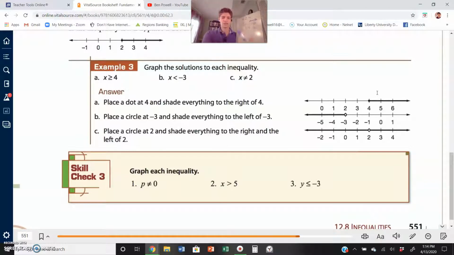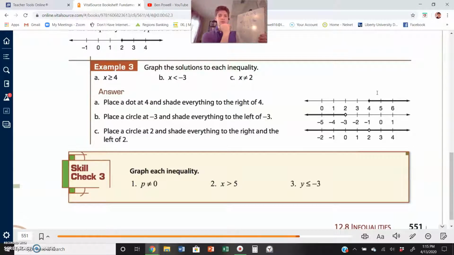That's how you graph. Let's look at letter B. It says x is less than -3. So again, we're going to draw a graph. We're going to put 3 numbers. We're going to put the -3 here. 1 less than -3, be careful. The number less than -3 is -4. The number greater than -3 is -2. Okay? So now we found a number -3.